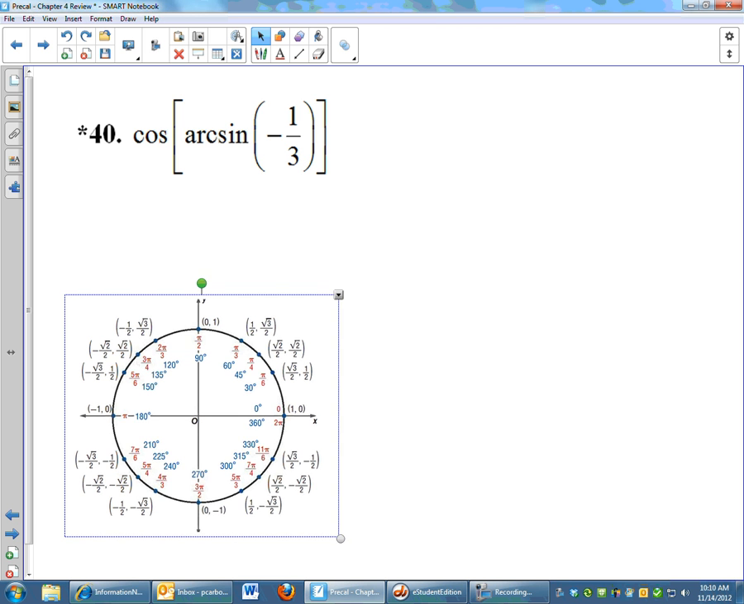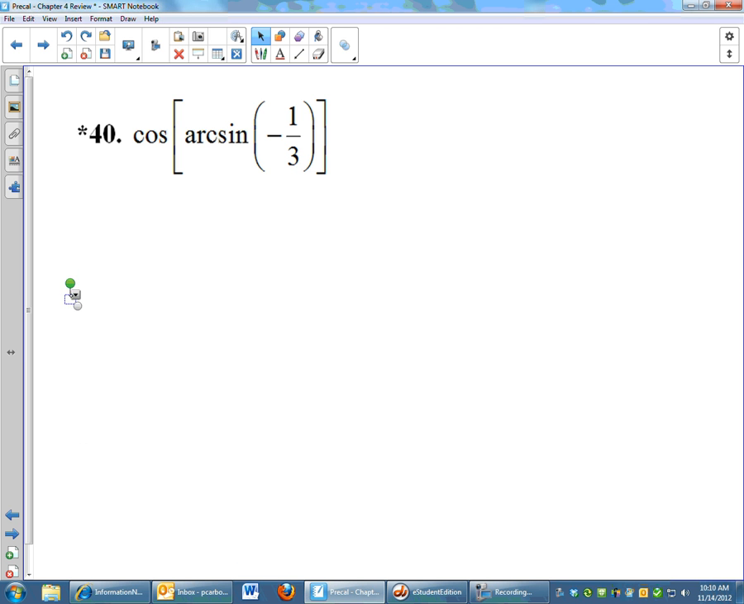So we shrink that up. We've got to come up with a different way to answer this because this is not on the unit circle. What I'm thinking is, this is saying that sine of some angle is negative 1/3. I know that inverse sine, if you answer an arc sine question, you have to be looking on the right side of the circle. So if sine is negative, I have to be in the 4th quadrant.